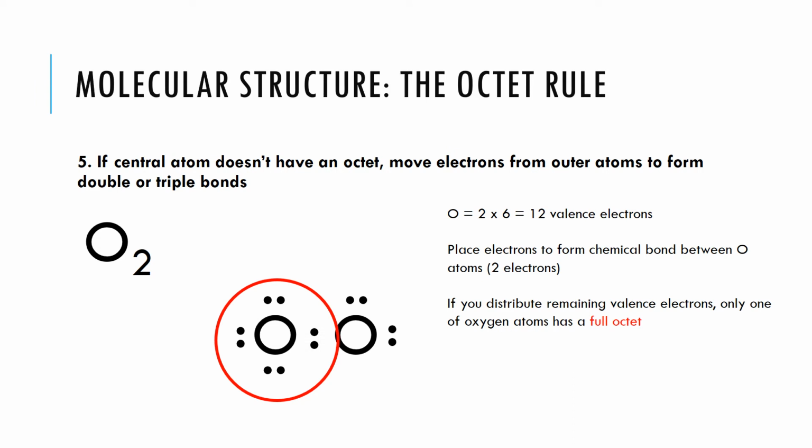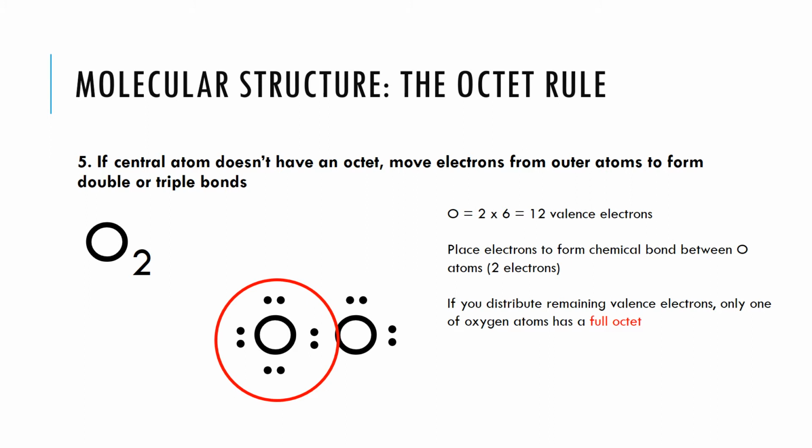And finally, then, if you have got a slightly more complicated system, the fifth step here is, if your central atom doesn't have a complete octet, move electrons from outer atoms to form double or triple bonds. So a good example of that is molecular oxygen, O2. So oxygen brings 6 valence electrons. There are 2 of them, so that gives us 12 valence electrons.